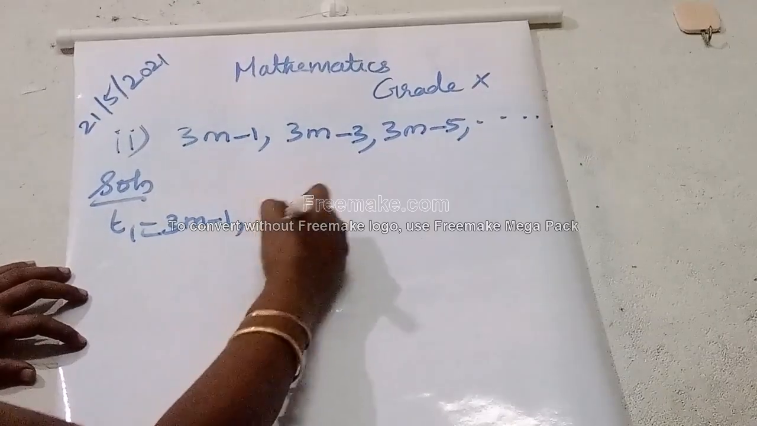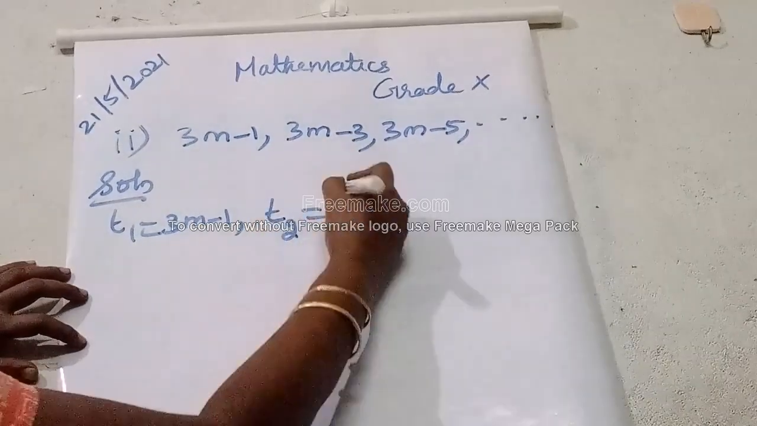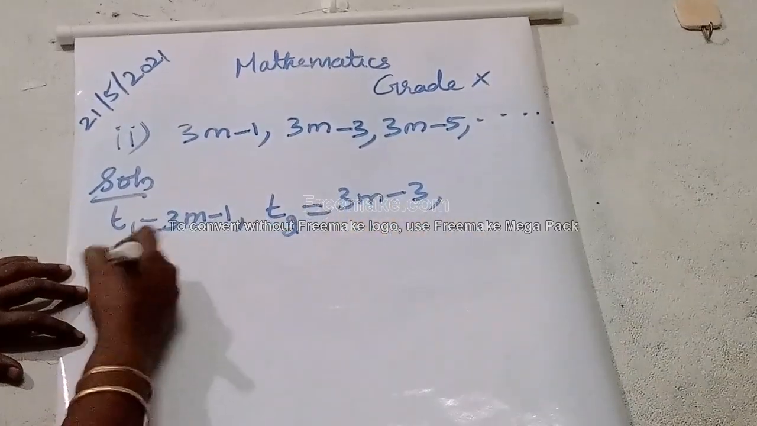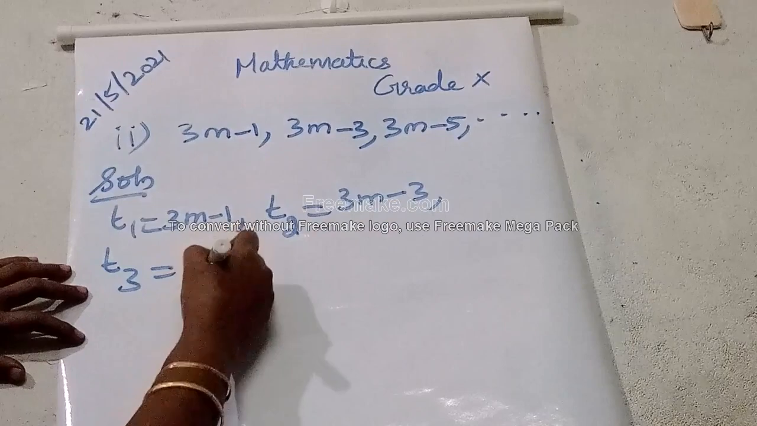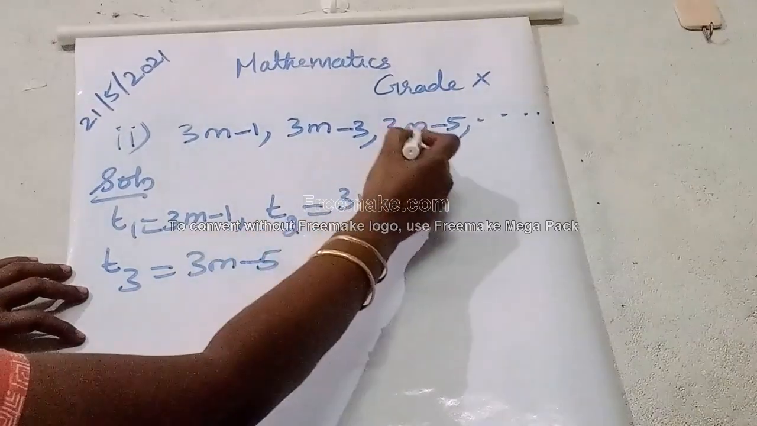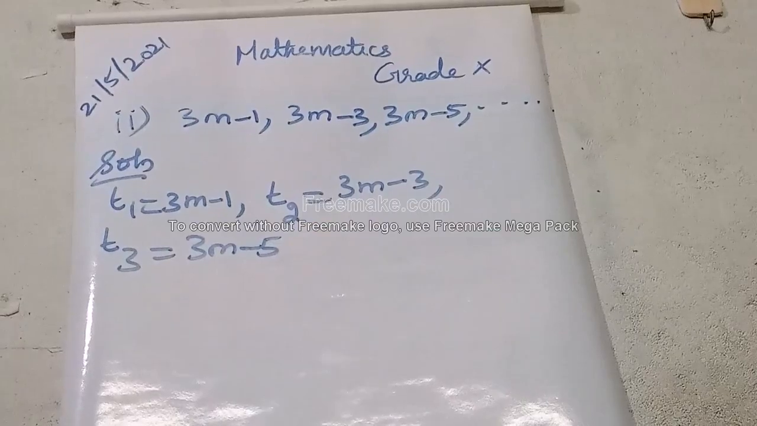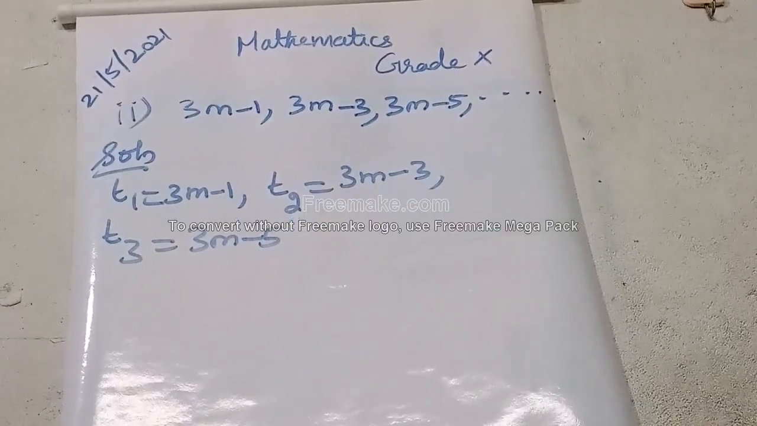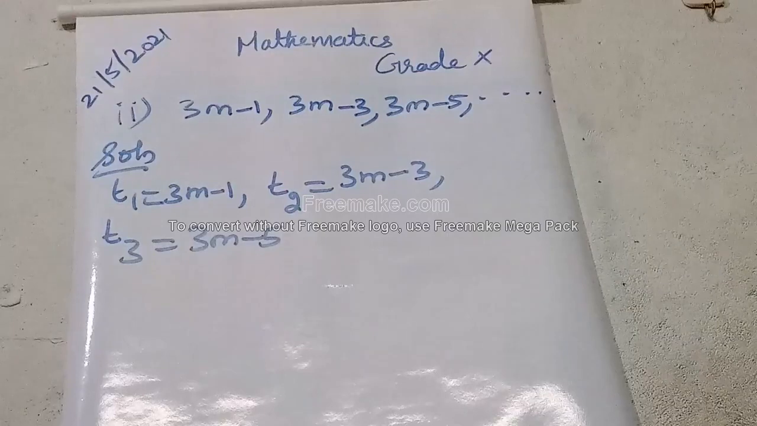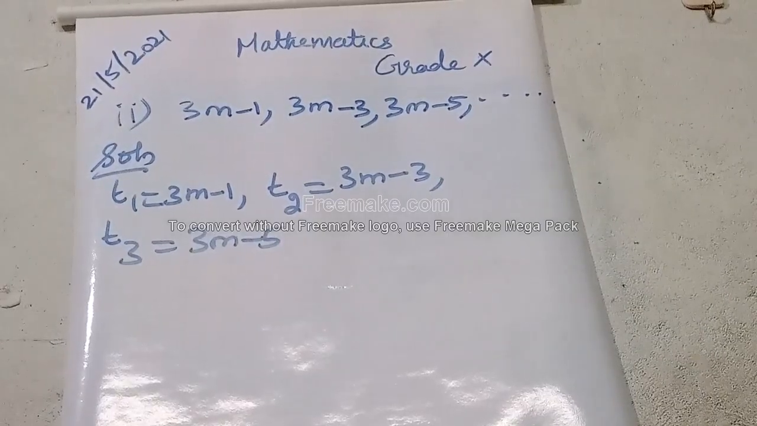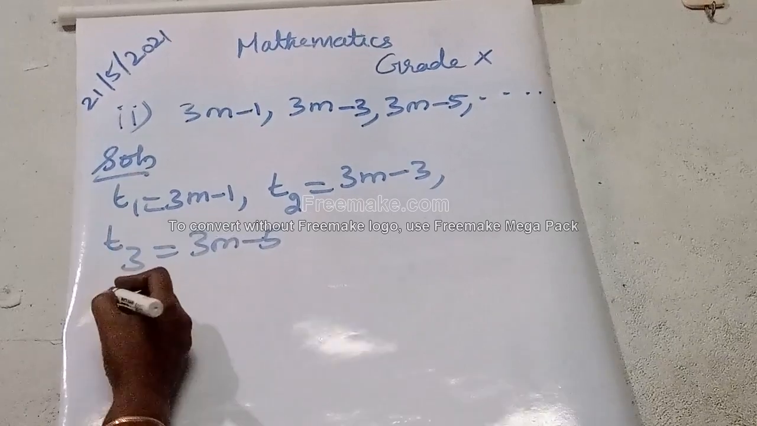Which is the second term? T2 is equal to 3m minus 3. Which is the third term? T3 is equal to 3m minus 5. So, how to check whether it is an AP or not? We have to find out T2 minus T1 and T3 minus T2. If there is a common difference, we can say the given sequence is an AP. Let us check it.